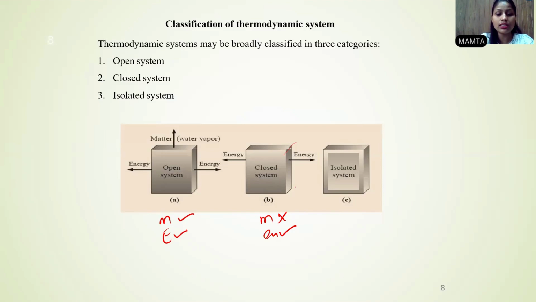In the isolated system, mass cannot be exchanged. Also, energy cannot be transferred. So in this kind of thermodynamic system, the exchange of energy or matter with its surroundings cannot take place. It is completely sealed off from any external influence, or we can say it is an insulated system. In an isolated system, the total energy, including internal energy, remains constant. That means no heat or work is transferred across the system.